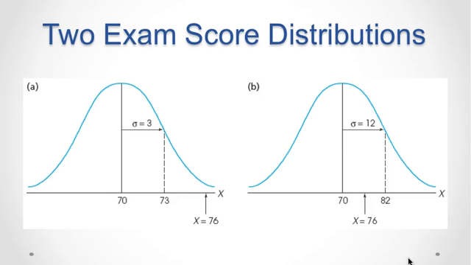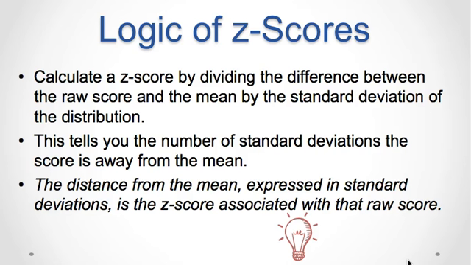Notice how different a score of 76 is for the 2 distributions. In the first distribution, an exam score of 76 is much further away from its mean of 70, whereas in the second distribution, the same score of 76 is much closer to its mean. A z-score is calculated by subtracting the mean from the data value and dividing by the standard deviation. This tells you the number of standard deviations that score is away from the mean. The distance from the mean expressed in standard deviations is the z-score associated with that raw score.